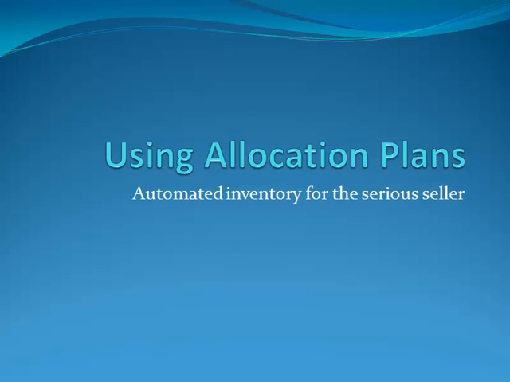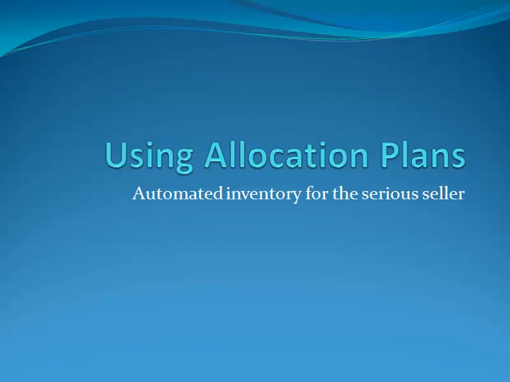So the first question is, what is an allocation plan? Well, an allocation plan is a feature of SixBit that lets users specify a set of rules for how they want their items automatically allocated across one or many different sites. This can include automatically relisting, automatically revising quantities, or even automatically ending listings when you no longer have inventory.